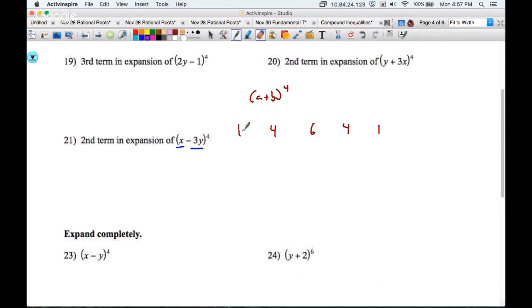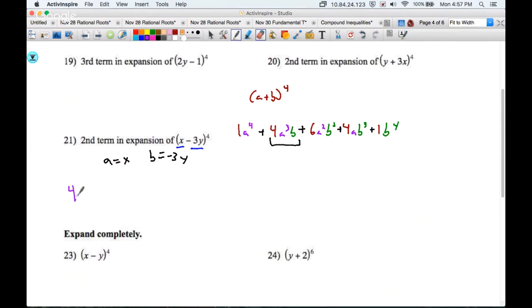And then I fill it in with a's in descending order, so a to the 4th, a cubed, a squared, a, no a's, and then b's in ascending order, so no b's, b to the 1st, b squared, b to the 3rd, b to the 4th. So that's my generic expansion of a plus b to the 4th. Now I just want the second term, and I need to define what a and b are. a is x, b is equal to -3y. Plug those in for a and b.